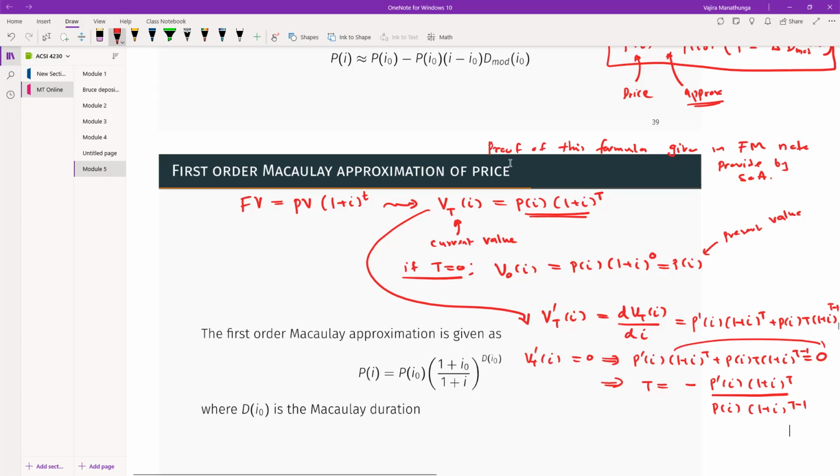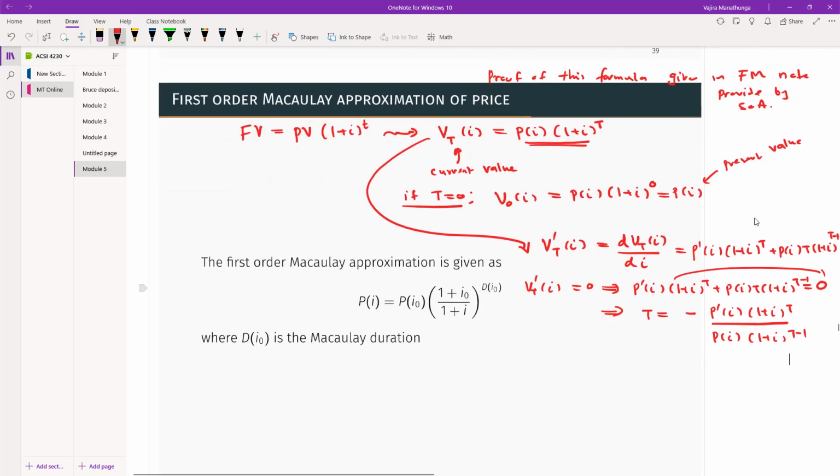So this one gave me t equals negative P'(i) over P(i) times (1 plus i). Now let's just use the initial rate. So let i0 denote the initial rate.